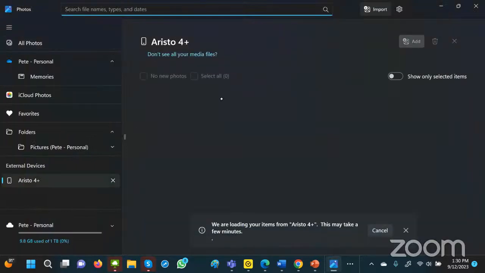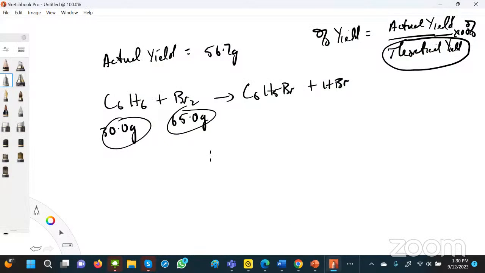Oh, what did I do here? Okay. That reaction is already balanced. Yes, it's already balanced, so we don't need to worry about that.